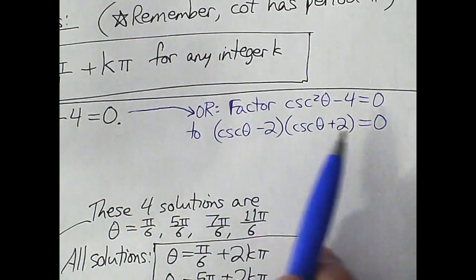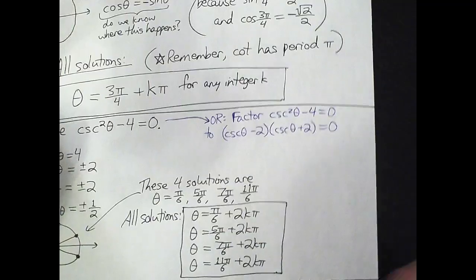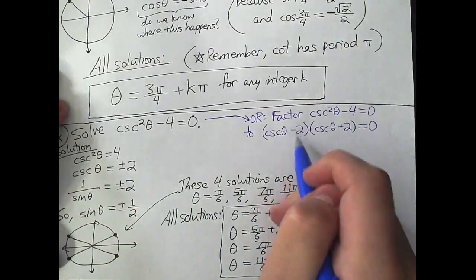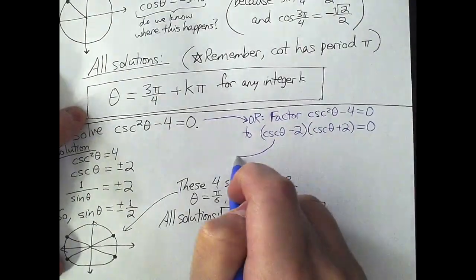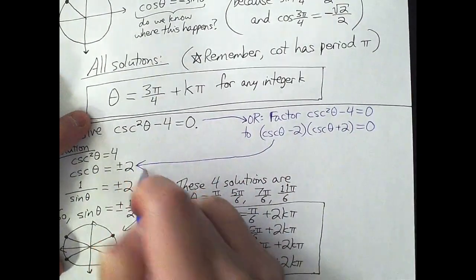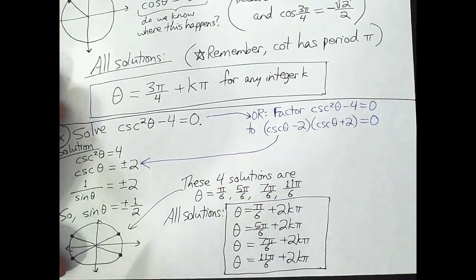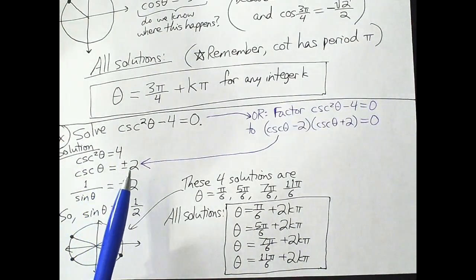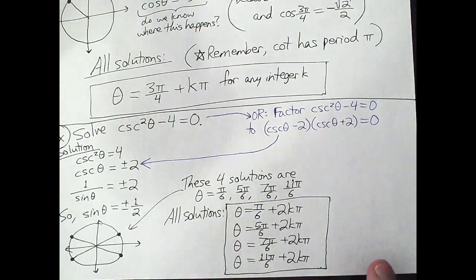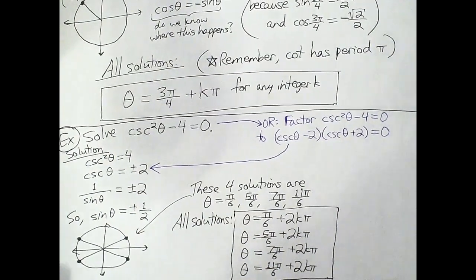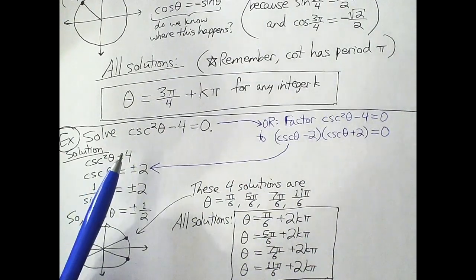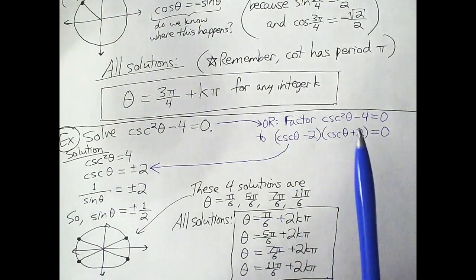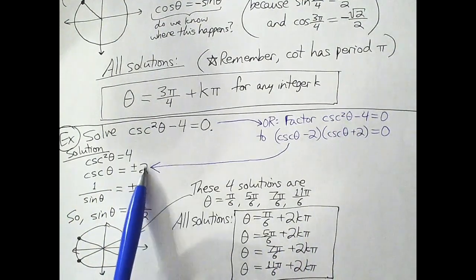And then it looks like you have 2 problems to solve. But what I want to show you is that this leads you to the same steps. It leads you to here. It means cosecant of theta either equals 2 or cosecant of theta equals negative 2. So either way, I think, is the same amount of work. It's just a matter of which way you preferred to think of it. Were you adding 4 to both sides and then taking the square root of both sides? Or were you factoring? They both lead you to this place.